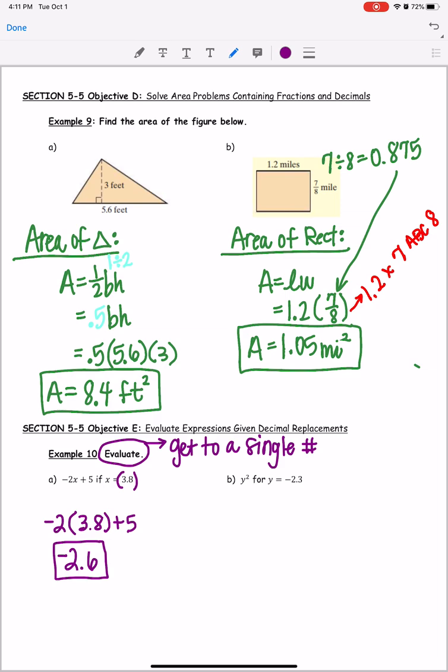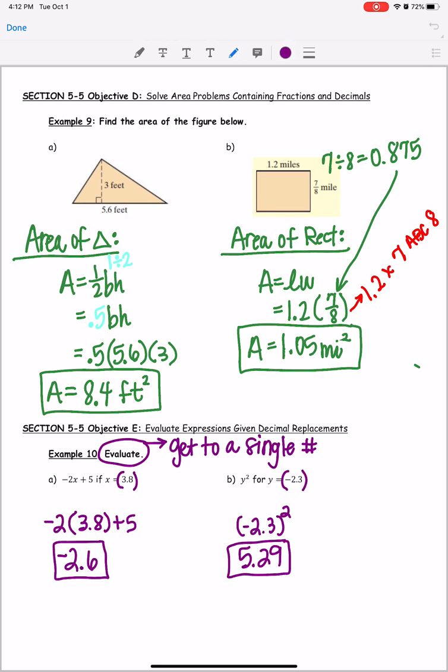You can do this part by part if you want to. You can do negative 2 times 3.8. Hit enter, write it down, then add 5. But you got a calculator, just put it on your calculator. And then on B, y squared, if y equals negative 3.2. This is where those parentheses really come important. So I got my y squared, my y is negative 3.2. So negative 3.2, and then square it. Put this in your calculator exactly the way it looks. And I get a positive 5.29.